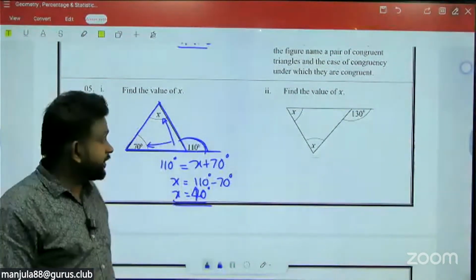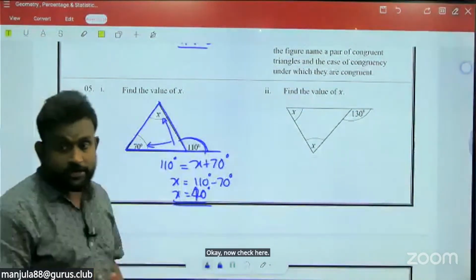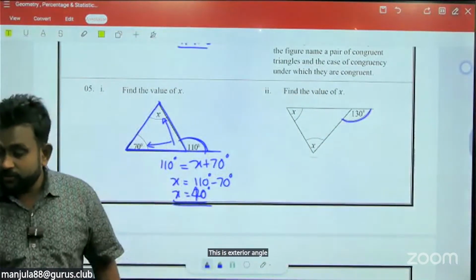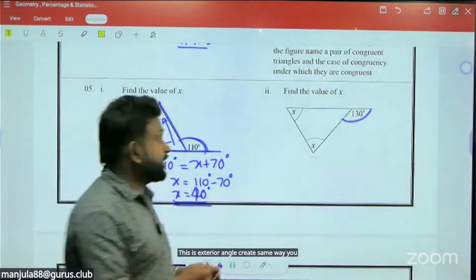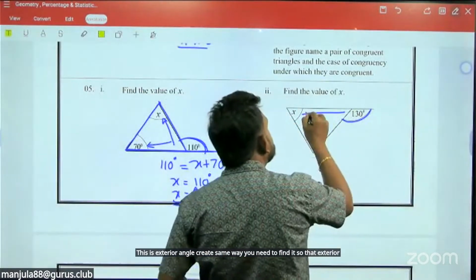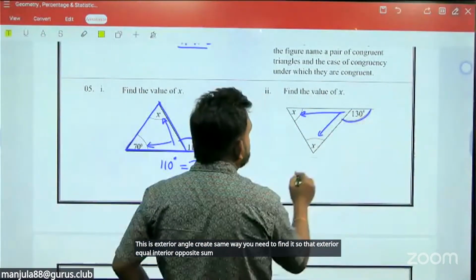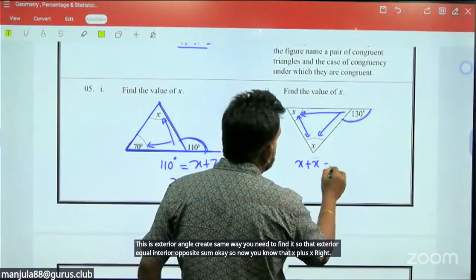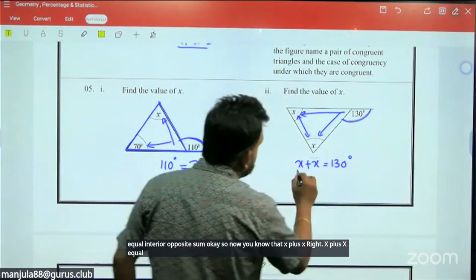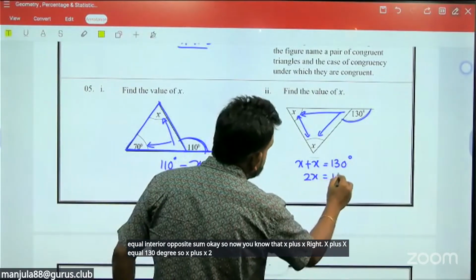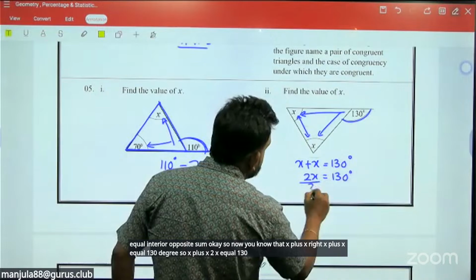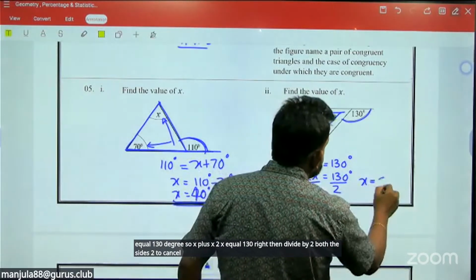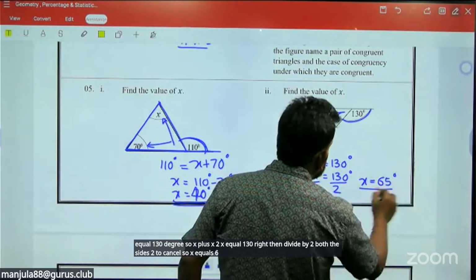Okay, now check here. So this is the exterior angle. Same way you need to find it. The exterior equals the sum of the interior opposite angles. So now you know that x plus x equals 130 degrees. So x plus x, 2x, equals 130. Then divide both sides by 2, the 2 cancels. So x equals 65 degrees.